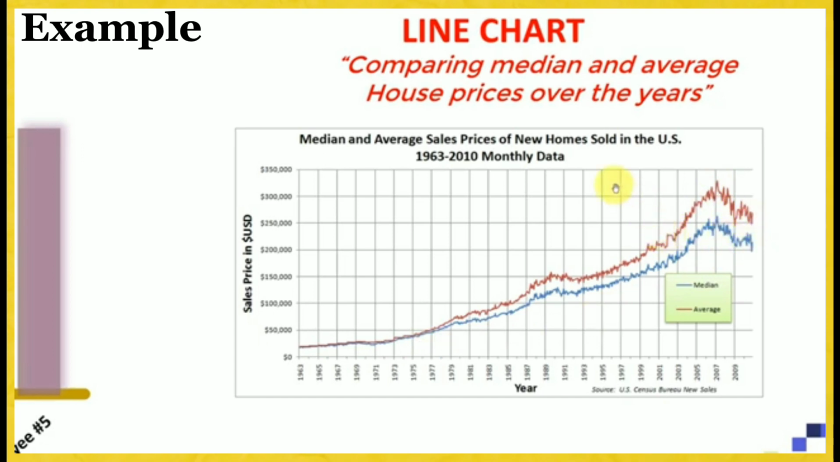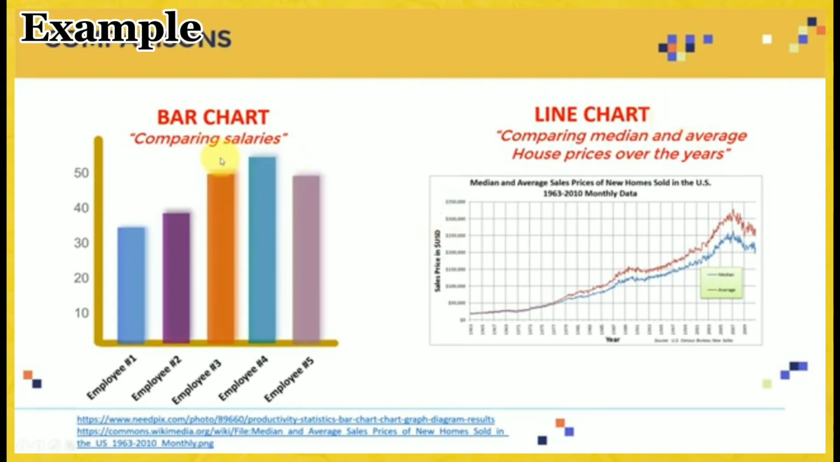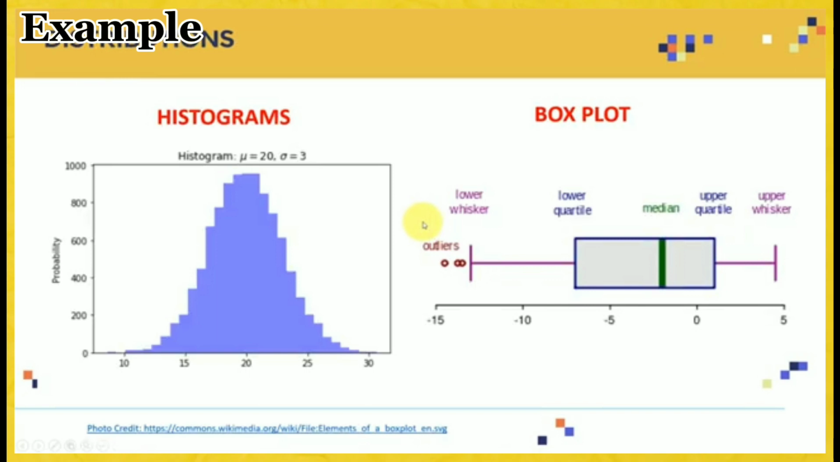So I can read all that information from the line chart, and I can also compare the median and the average between the two right away in one stop shop. And that's why line chart and bar chart can be used for comparisons. All right, what about distributions? I can also visualize the distributions.